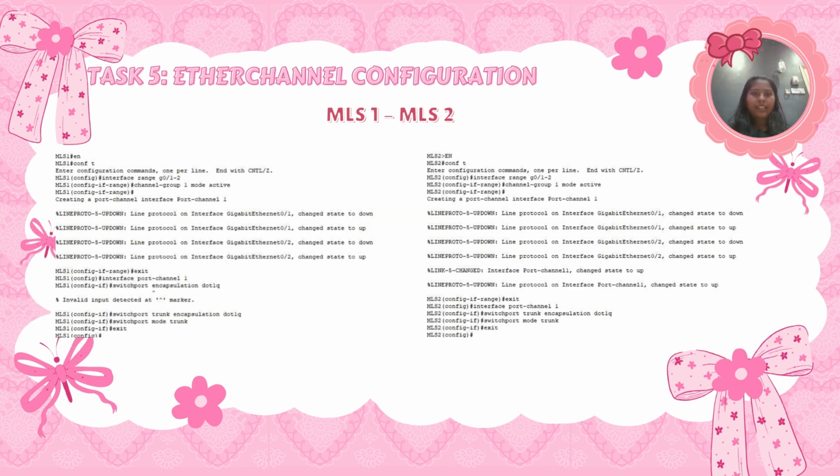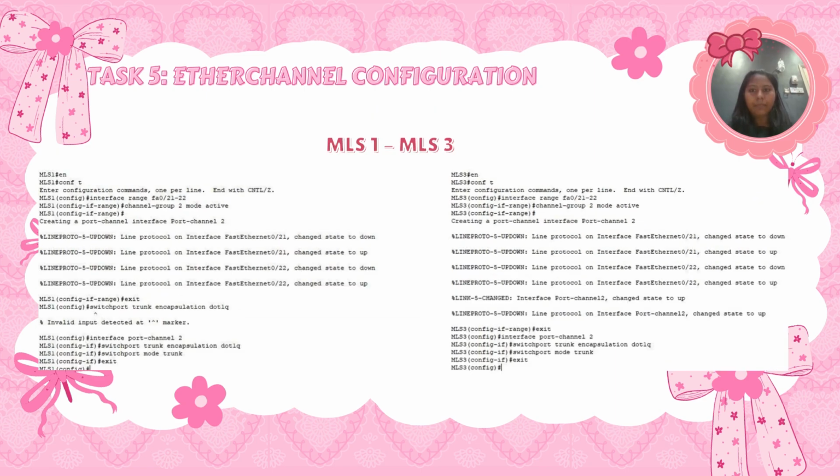Task 5 is EtherChannel configuration. For this task, we have three parts. The first part is connecting multi-layer switch 1 to multi-layer switch 2. The interfaces we chose are Gigabit Ethernet 1 to 2, with channel-group 1 mode active, which is LACP. Then we entered the commands interface port-channel 1, switchport trunk encapsulation dot1q, and switchport mode trunk, and we exit.